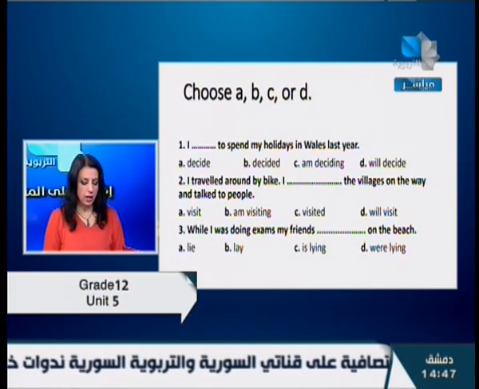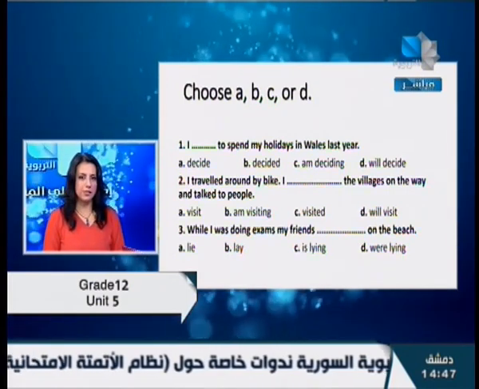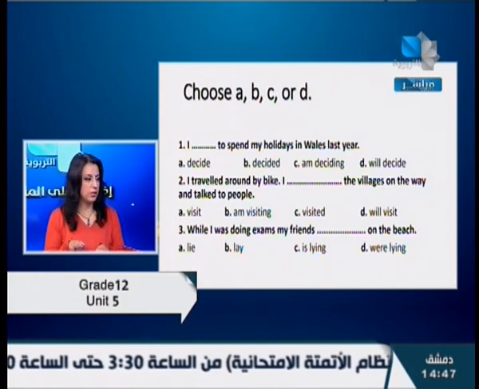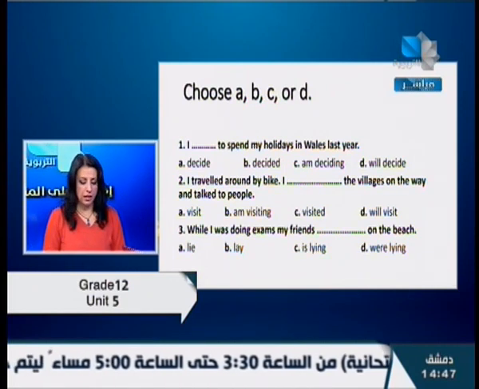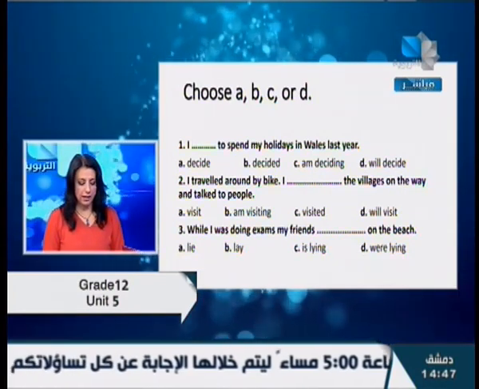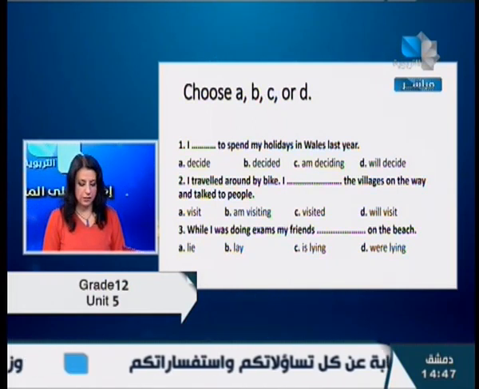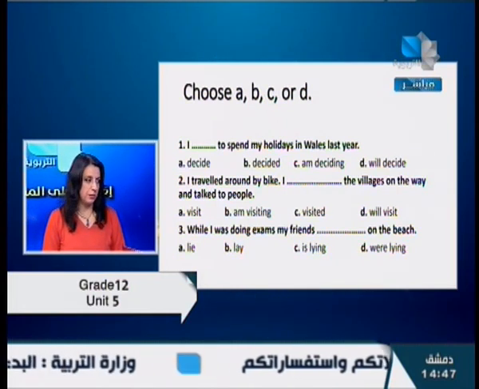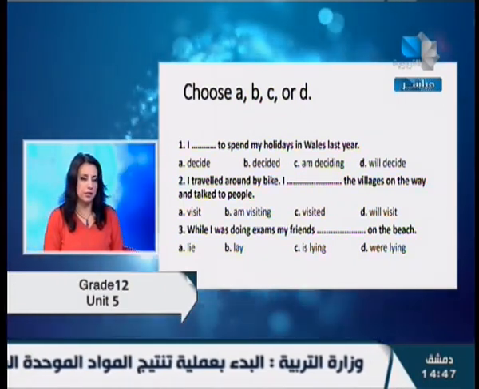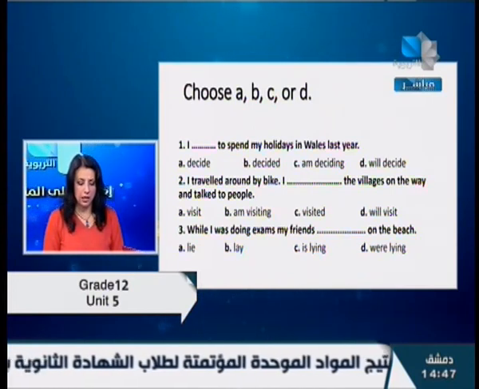Number 3: while I was doing exams, my friends on the beach. While is not something certain, but it indicates that two actions are happening at the same time. My friends lie, well, this is a different verb, lie and lay are different verbs. Present simple doesn't go in this sentence. Is lying, friends is plural, of course, is not working, and this is in the present continuous, and the sentence is in the past, so it's not working. So we only have D, were lying.